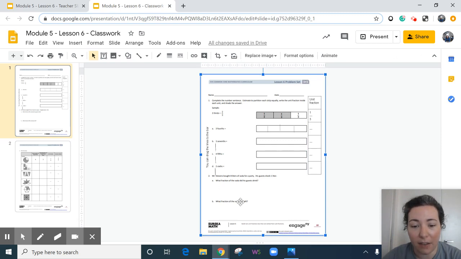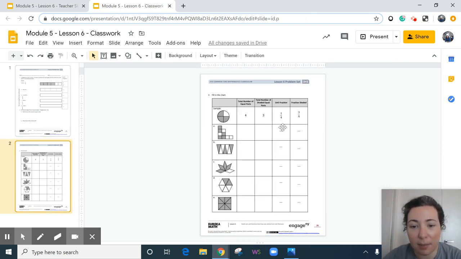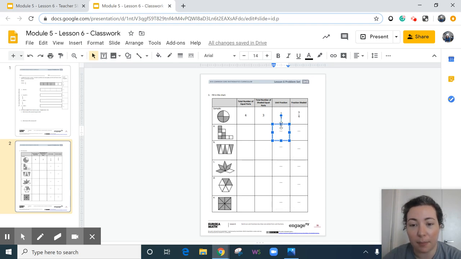And then you have a word problem down here. And then over here, I've done a similar thing for you to fill in the unit fraction and the fraction shaded. Once you get to this page, you can just type above the line for the numerator and below the line for the denominator. And so I hope that makes your classwork a little bit easier to navigate online.